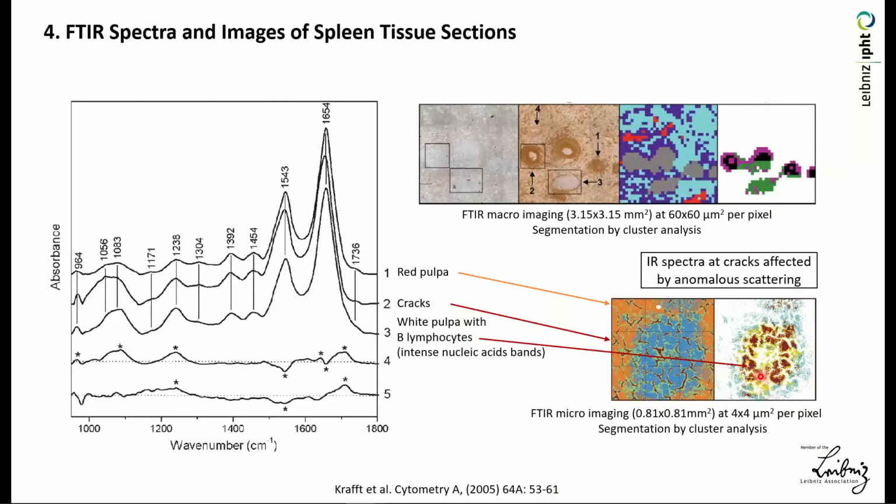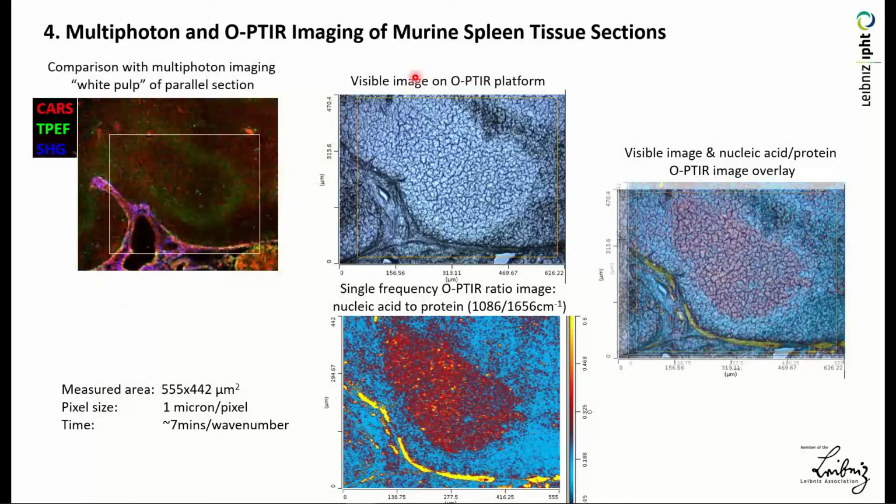And the second cluster analysis shows here a ring of white pulp with B lymphocytes, and this spectrum shows very intense nucleic acid bands. So we also, from our clinical partner, received some spleen tissue sections from a mouse model, and these sections were first studied by multi-photon imaging. Again, CARS is the red channel, two-photon excited fluorescence the green channel, and second harmonic generation.